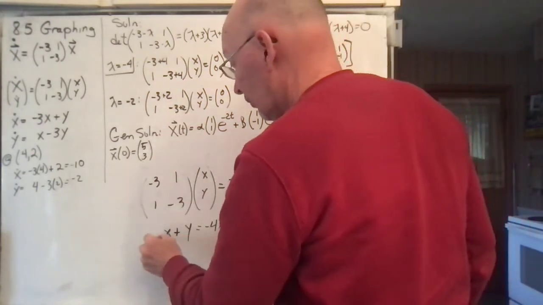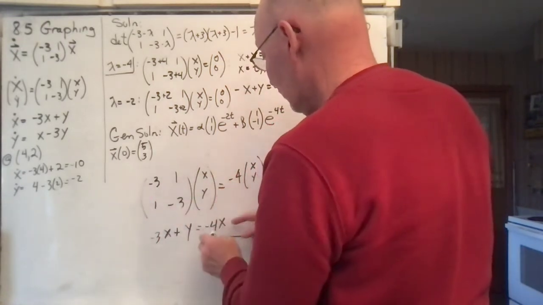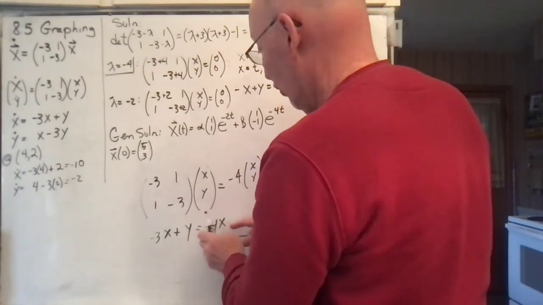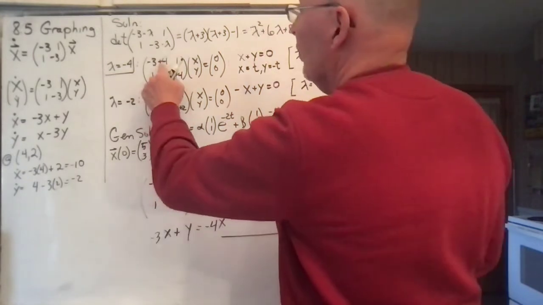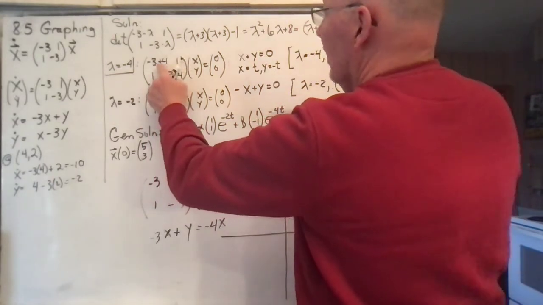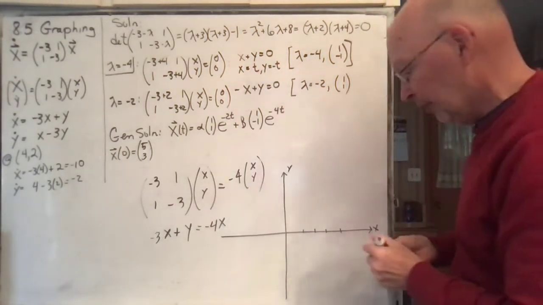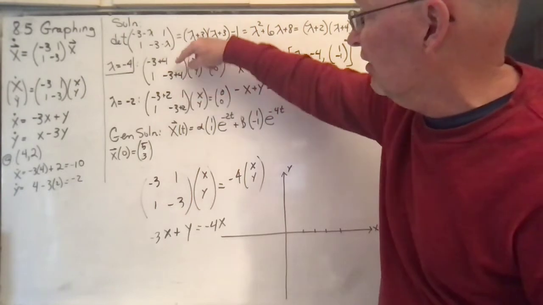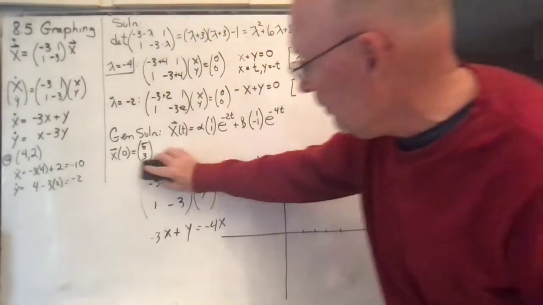That was negative 3x plus y is equal to negative 4x. And so if I bring this over, it's going to become x plus y is equal to 0. Yeah, that's what we have right here. And the same thing for the bottom. So it's easier just to do it all in one step and subtract the lambda right from the start.